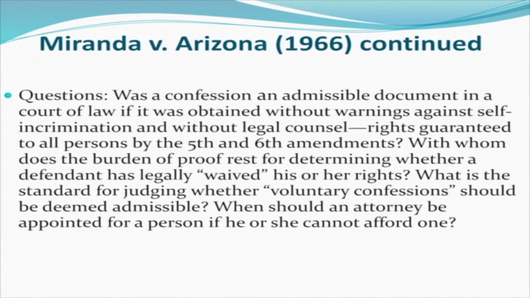Now, he was tried, and on the basis of his confession, he was convicted of kidnapping and rape and received a 20-year sentence. On appeal, Miranda argued that his conviction should be overturned because his confession should not be admitted in court, because he was not informed of his rights prior to interrogation in police custody, but only after interrogation. And so the argument was that the burden is on the police to properly inform a person in their custody of the person's legal rights before they begin interrogation. And the Supreme Court agreed.